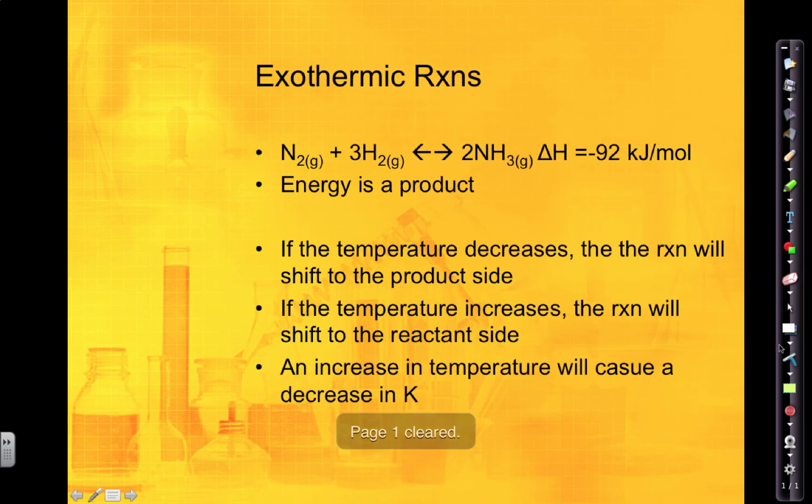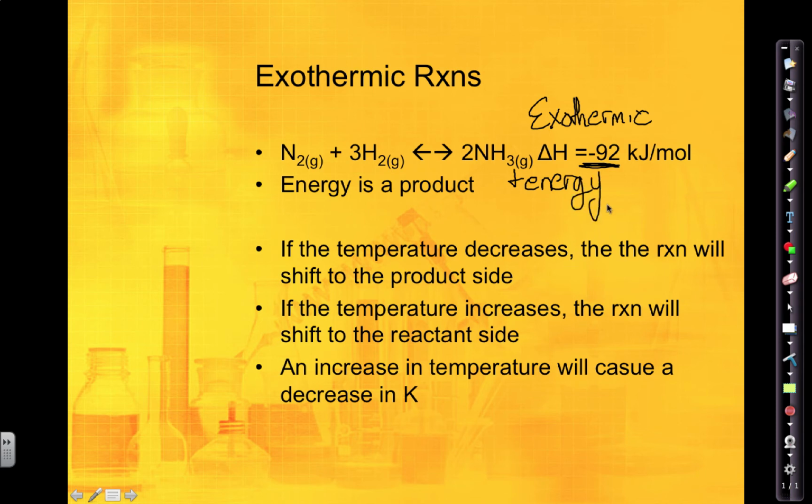Okay, so let's look at this reaction. I have the production of ammonia here, and if I look at delta H, it's negative. So remember, if it's negative, that means I'm taking energy out of the system, so that means it's exothermic. So I have an exothermic reaction, which means that energy is a product.